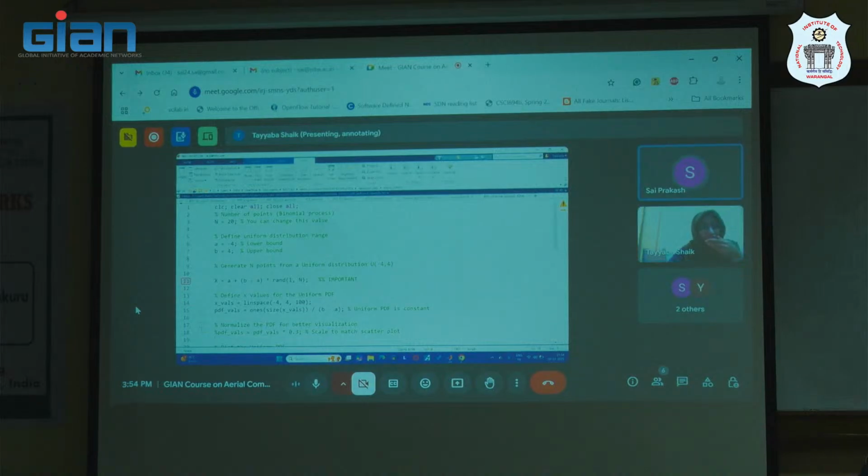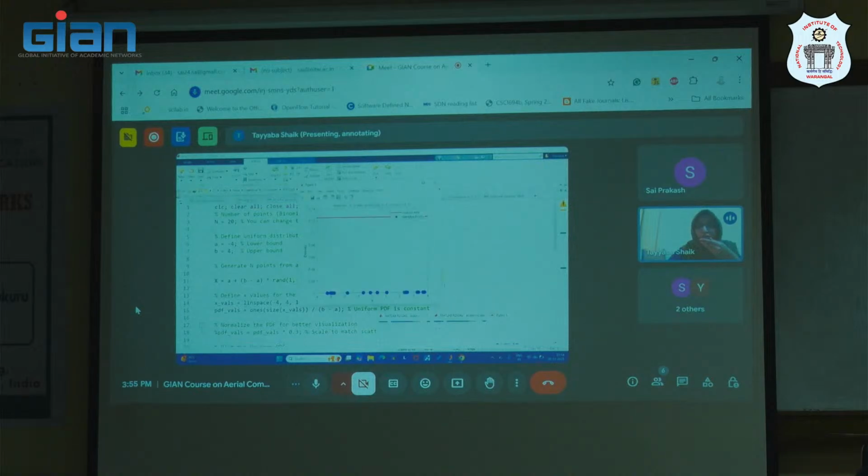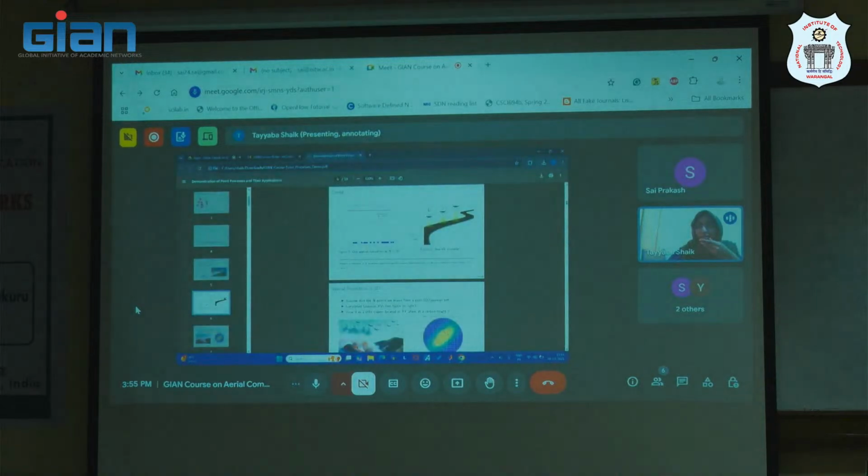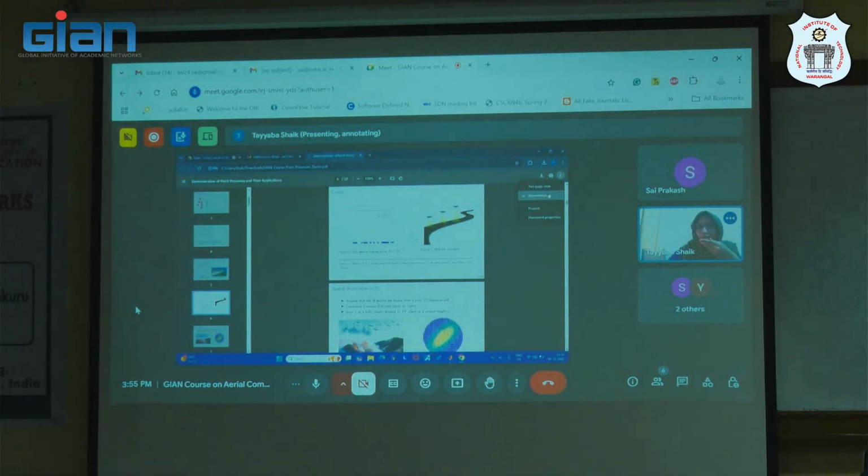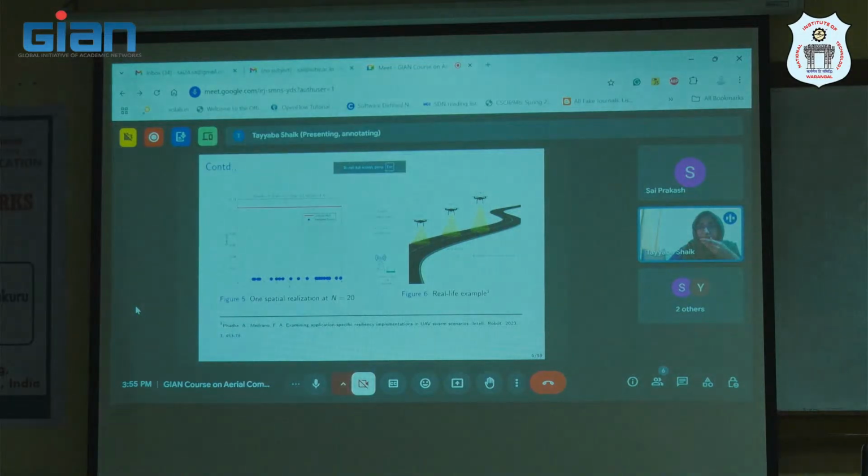So once we run this, what you see here is a realization of points, 20 points drawn from a uniform PDF. The next slide in the presentation asks you to do this in 2D.